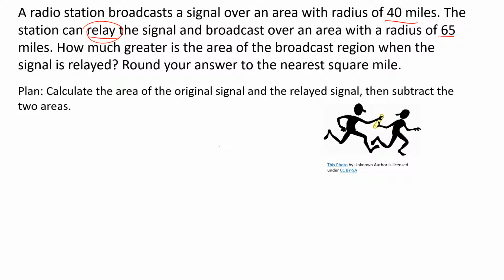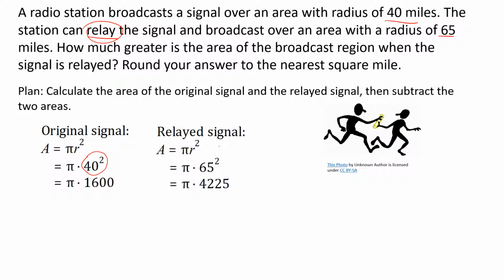So the plan is we're going to calculate the area of the original signal and the relay signal and subtract the two areas. So the original signal is pi times the radius squared, and it starts with 40 miles, and 40 squared is 1,600. So there's the area of the original signal. I'm just going to keep it like that. I'm not going to multiply it by pi yet. And the relay signal is this. It's going to be 65 squared, which is 65 times 65, which is 4,225 times pi.